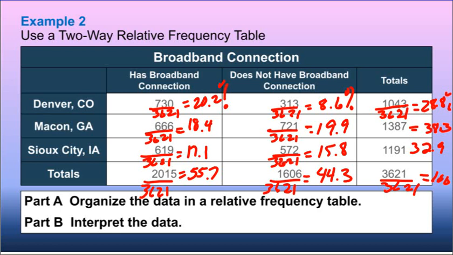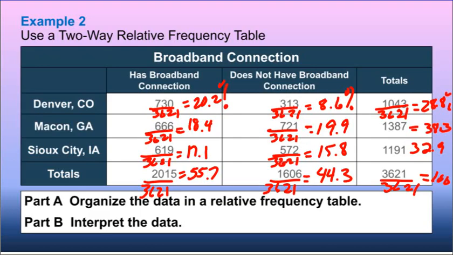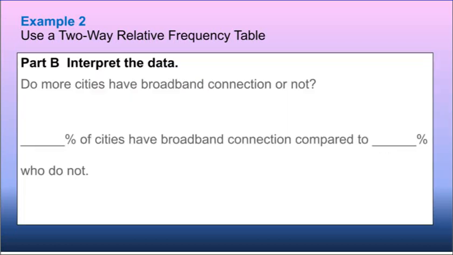Now to interpret this. Do more cities have broadband connection or not? So what percent of cities have broadband connection? I go back to here, broadband connection, 55.7%. 55.7% of the cities have that compared to 44.3% who do not.